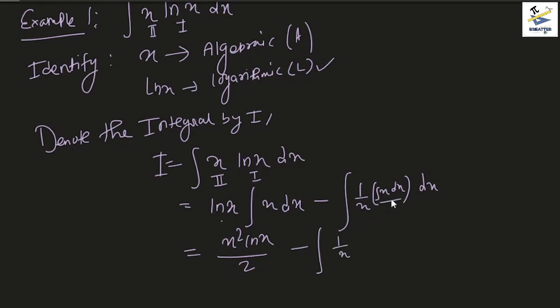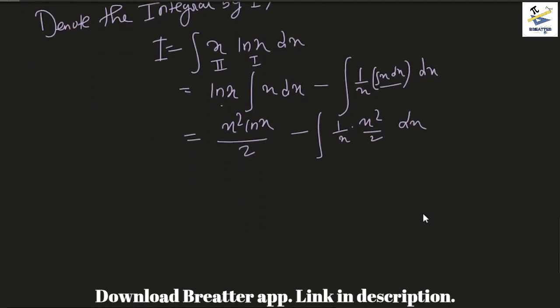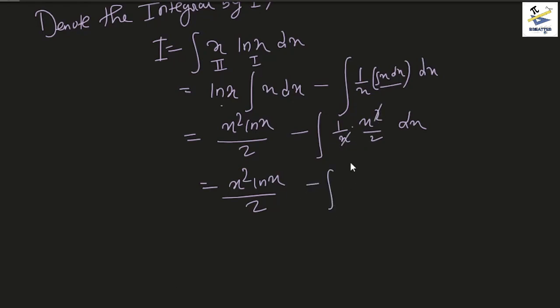In this inner integral you do not need to include the constant plus c, since we are basically trying to find just the integral and accept the constant. So 1 by x into x square by 2 dx, and as we can see this becomes x square ln x by 2 minus integral of, this x is cut off, x by 2 dx, which can also be evaluated. So x square log x by 2 minus x square by 4. Now we can include a plus c to complete our answer.